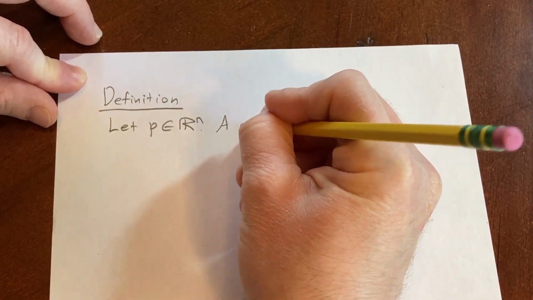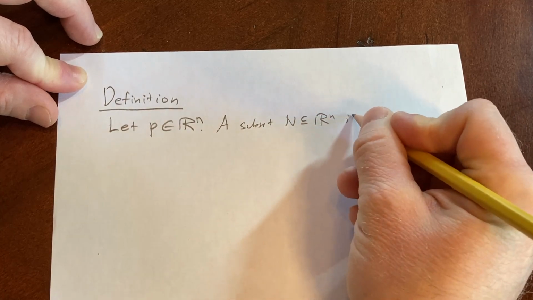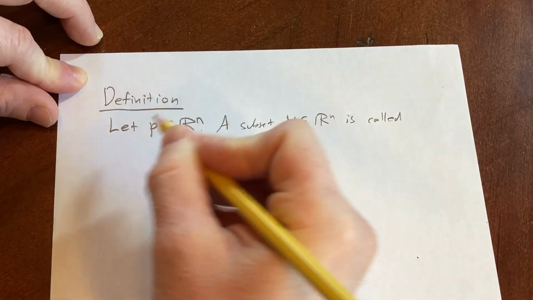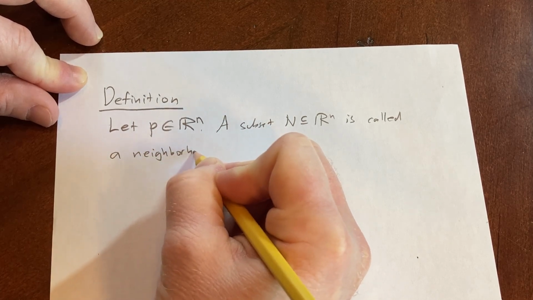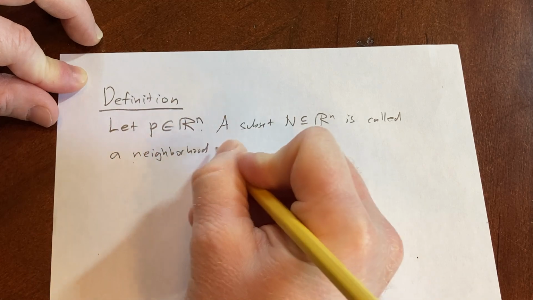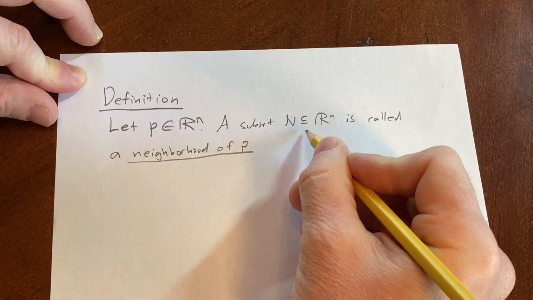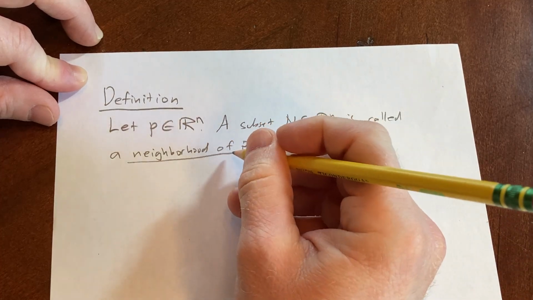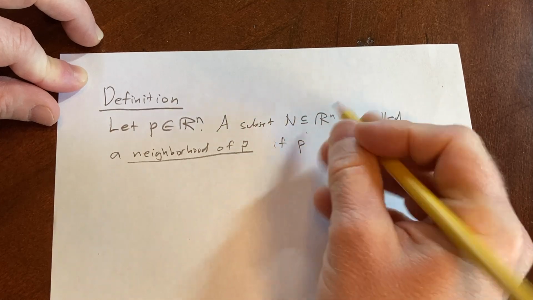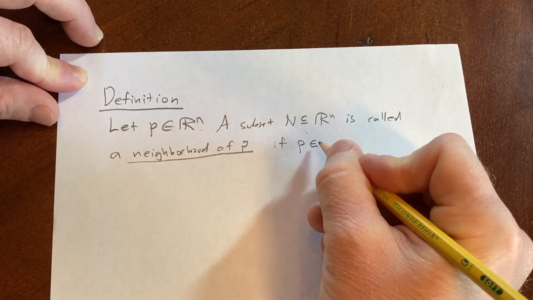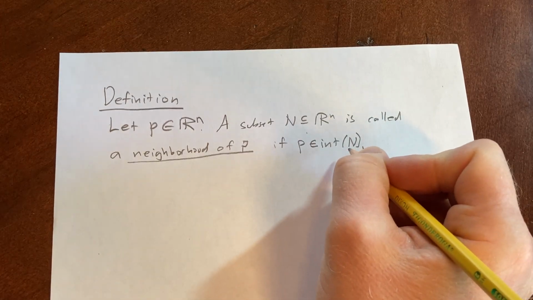So a subset N of Rn is called a neighborhood of P. Let me go ahead and underline this. A subset N of Rn is called a neighborhood of P if P is in the interior of N. Okay, so P has to be in the interior.